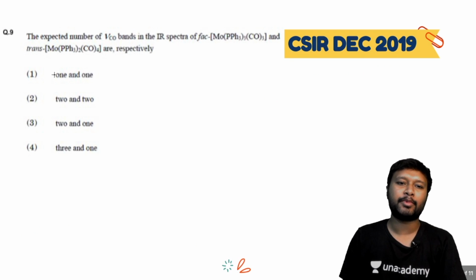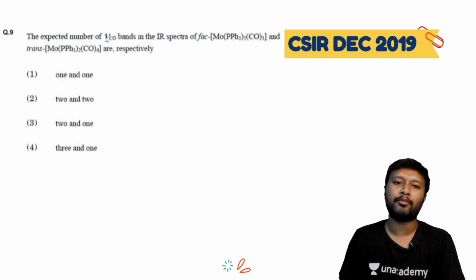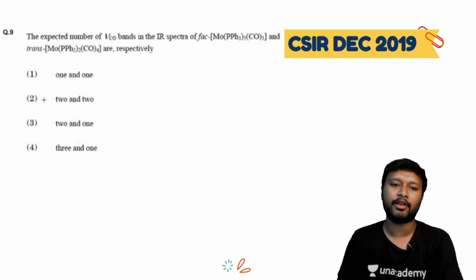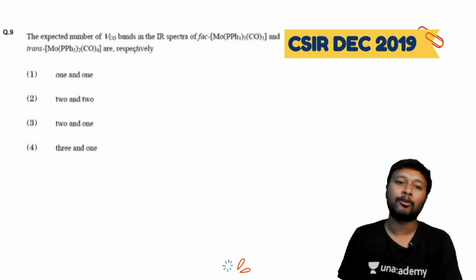All right, so this particular question says: what is the expected number of carbonyl bands, or your mu CO bands, in the IR spectrum of the facial isomer and the trans isomer. These are the two things which are given to you, and you have to tell how many different carbonyl frequencies you are going to get. Now these types of questions seem very simple, but they are a little tricky. You have to take help of your group theory in this.